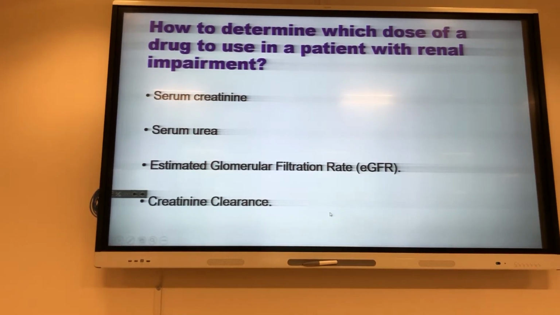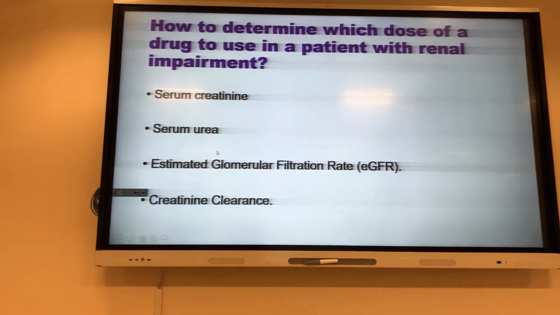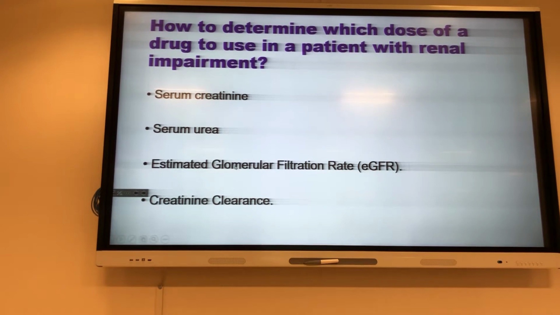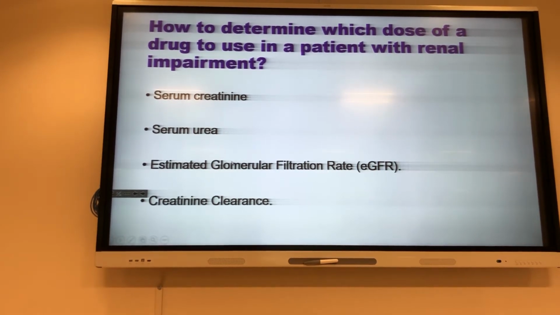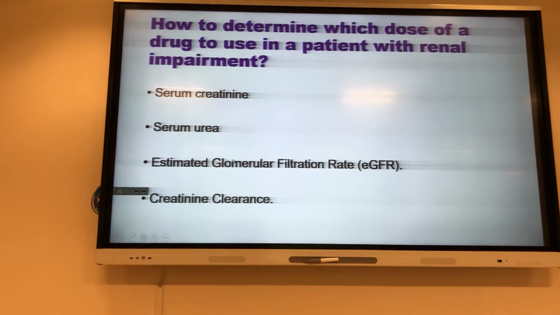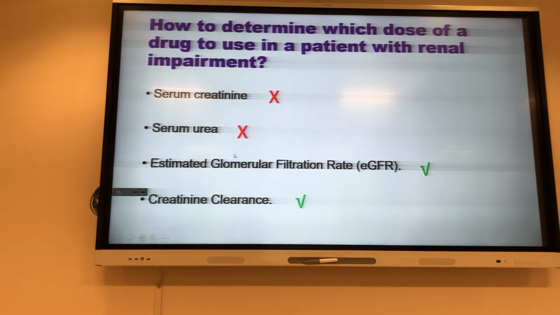So how would you determine the dose that should be given to the patient? By looking at which of these parameters? All of them. Serum creatinine, serum urea, GFR? Do we have to choose one or more? Yeah, two. Creatinine. Urea and GFR. GFR is the same as creatinine. Aren't they the same thing?